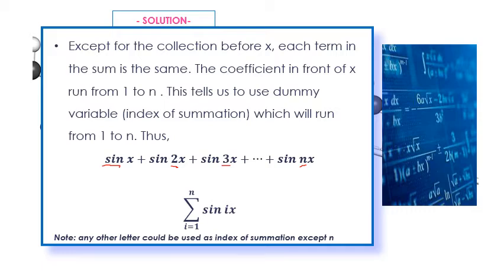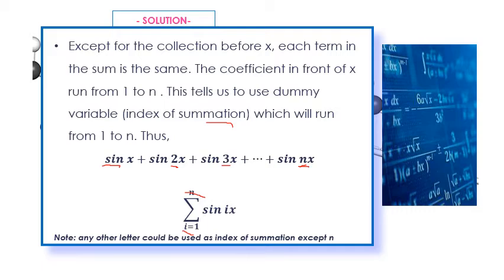This tells us to use a dummy variable, or our index of summation, which will run from 1 to n. So take note of what our index of summation is. Any letter can be used, except the letter n. We cannot use the letter n because we are already using n above as our final or last term, since n is indicated in the given.